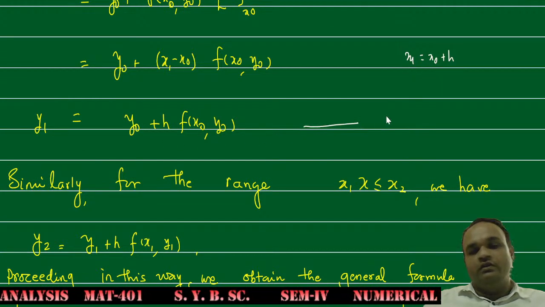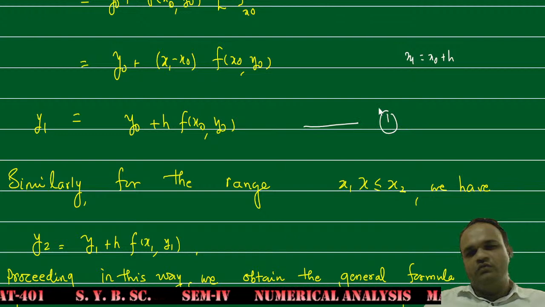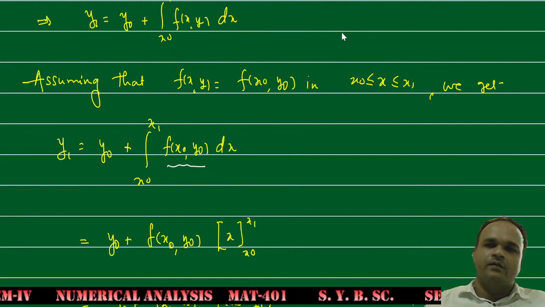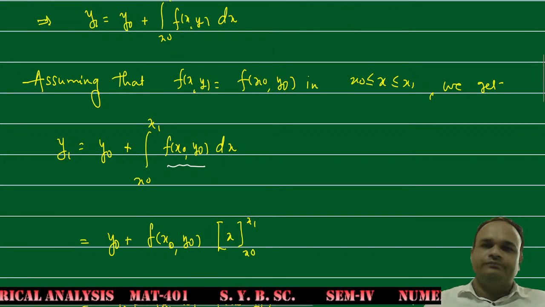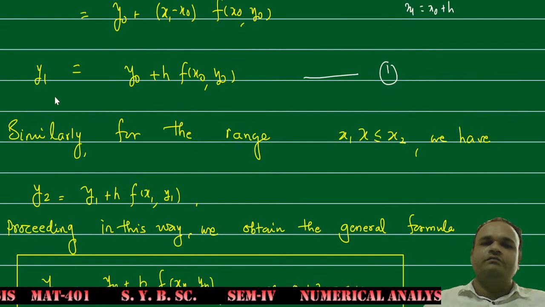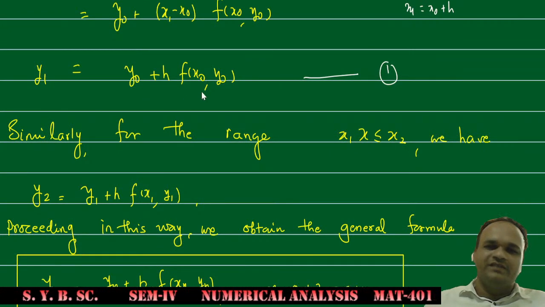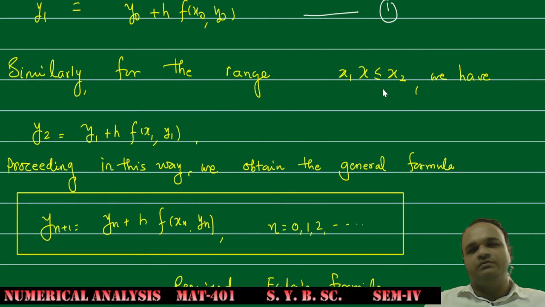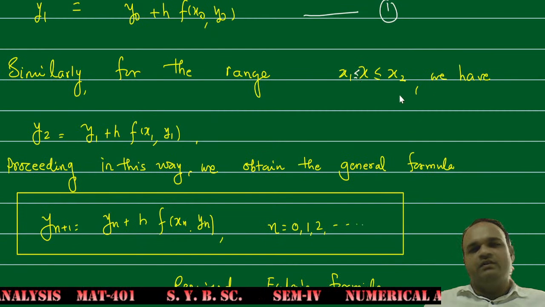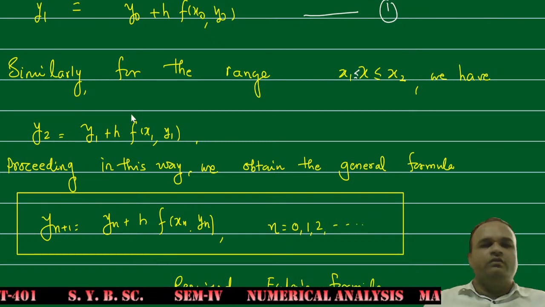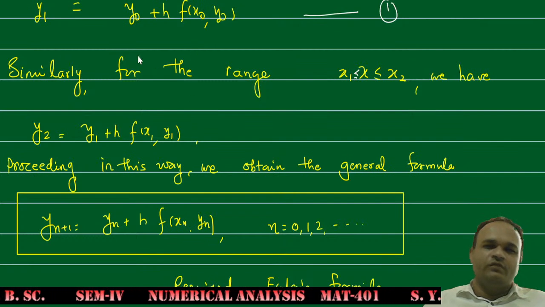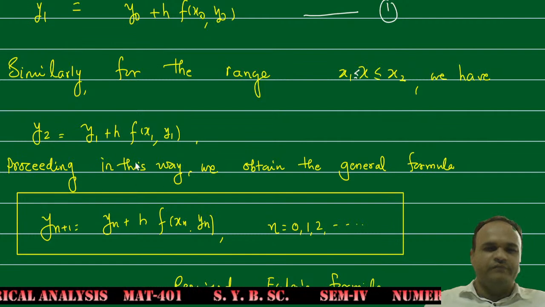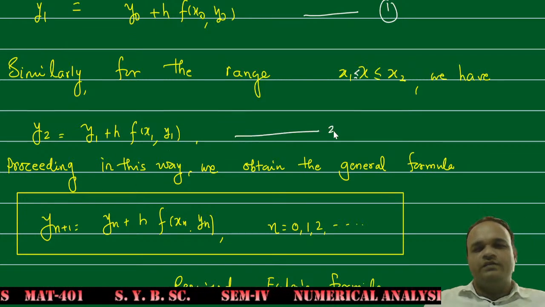So let's call this equation, y1 equal to y0 plus h times f of x0, y0, equation number 1. Similarly, for the range x1 to x2, if x lies between x1 and x2, using the same procedure which we have seen for y1, you'll get y2 is equal to y1 plus h times f of x1, y1. Proceeding in this way, you can call this equation number 2.